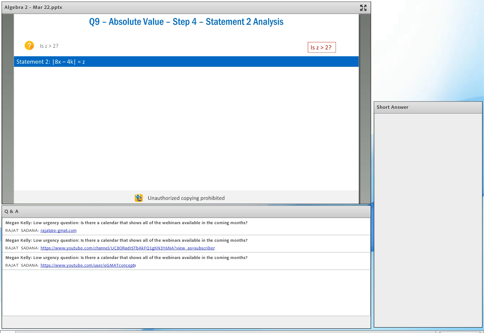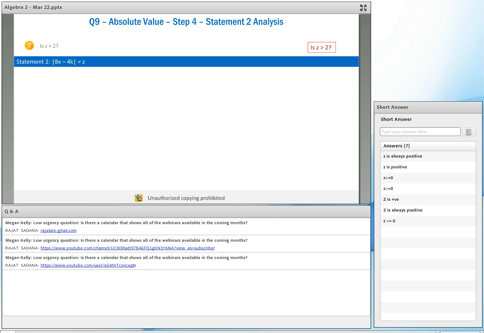Now, let's look at statement 2. What does statement 2 say in pure English? How would you read statement 2? z is either equal to 0 or z is positive. Statement 2 says that z is greater than or equal to 0. Not always positive, it can also be equal to 0. That's just the very definition of absolute value. Clearly, statement 2 is also not sufficient.